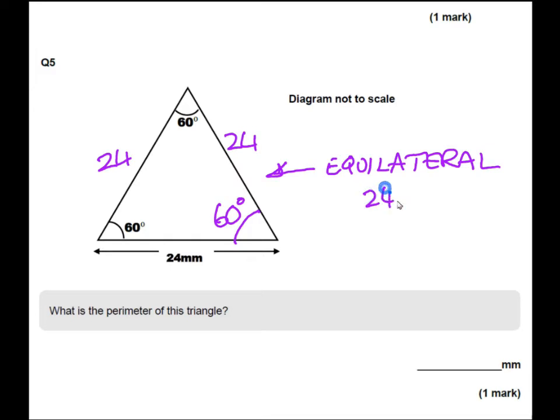So we have 24 plus 24 plus 24. Or you can multiply 24 by 3, whichever's quickest for you. So it's 72, and they've already given you the units, which are millimeters. And this is a pretty standard 1 mark question for the non-calculator paper, and that's worth 1 mark.